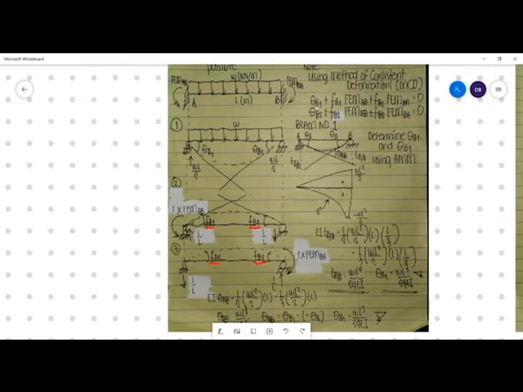So theta A1 plus FA1 multiplied by FEMAB, due to this one, plus FA2 FEMBA due to this one, is equal to 0.